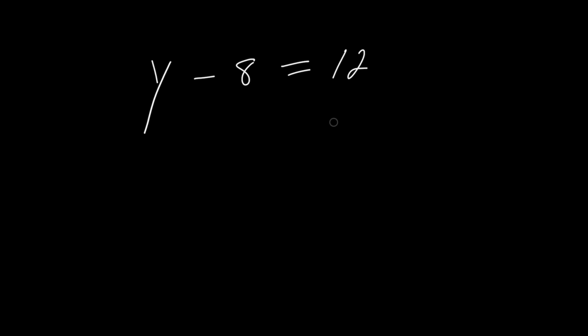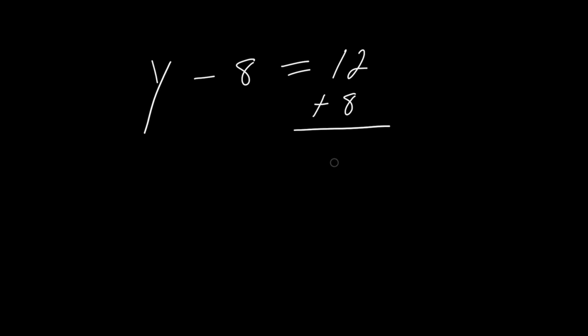Now let me ask you, this number had to be bigger than 12. Why had to be bigger than 12? Because when you took away 8 from it, it became 12. If we get 12, we add back the 8 that we took off. Shouldn't we get Y? Well, yeah, that's exactly right. So what we do is we're going to add 8 on this side. Add 8. But now, here's a very important concept.